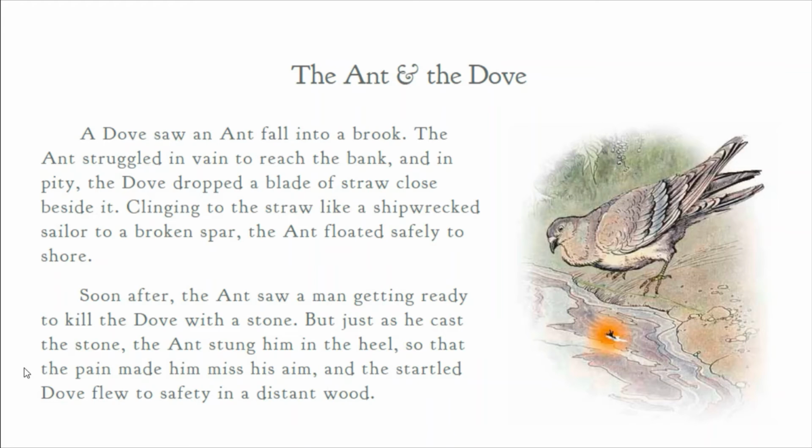Okay, so right here we see our setting, our characters, we see our problem, and we see a solution as well, right? So who are the characters?